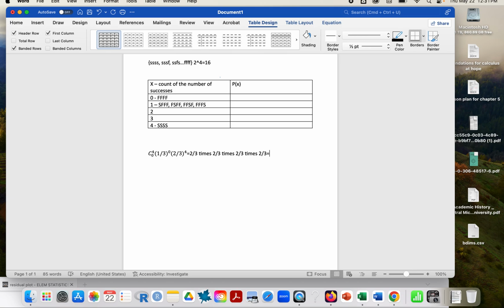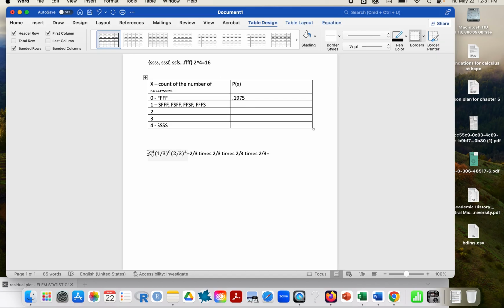I'll do this on my handy dandy graphing calculator. Shoot, keep hitting the wrong button. 2 divided by 3 raised to the 4th power, and your probability is 0.1975. Okay.